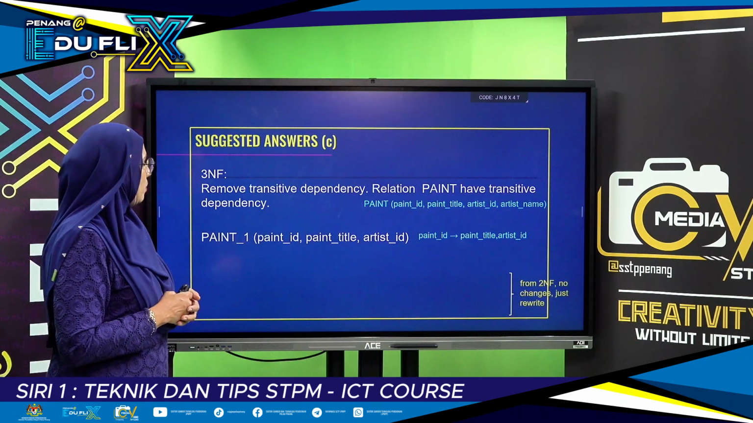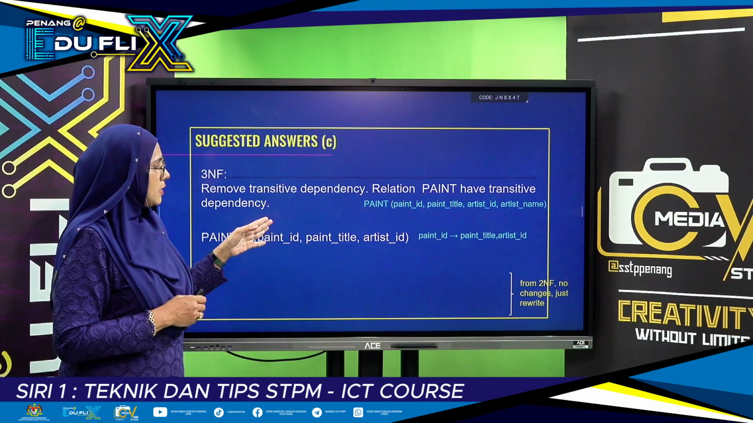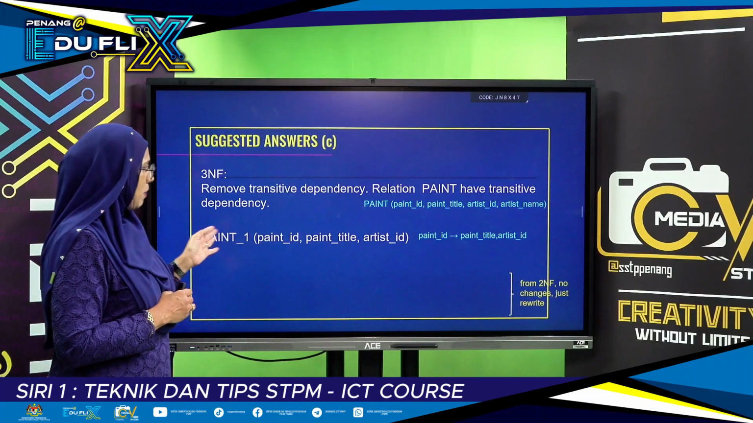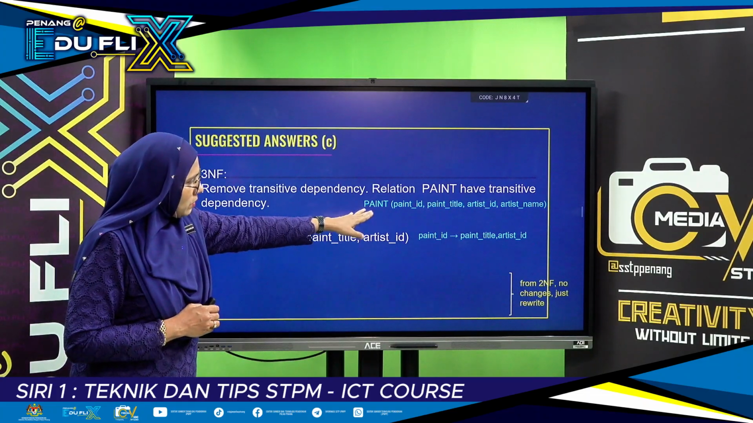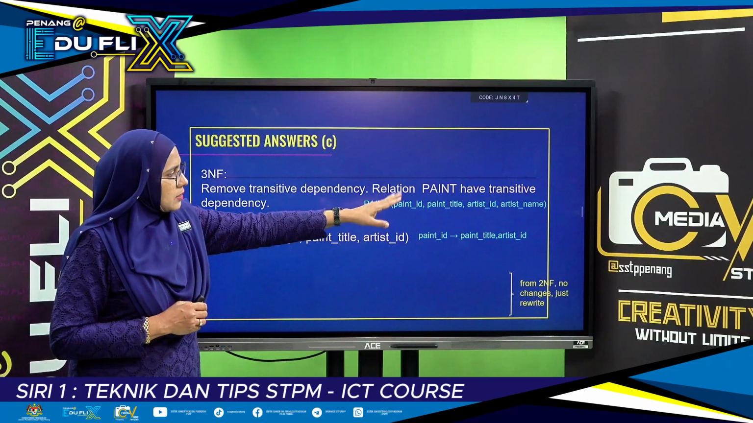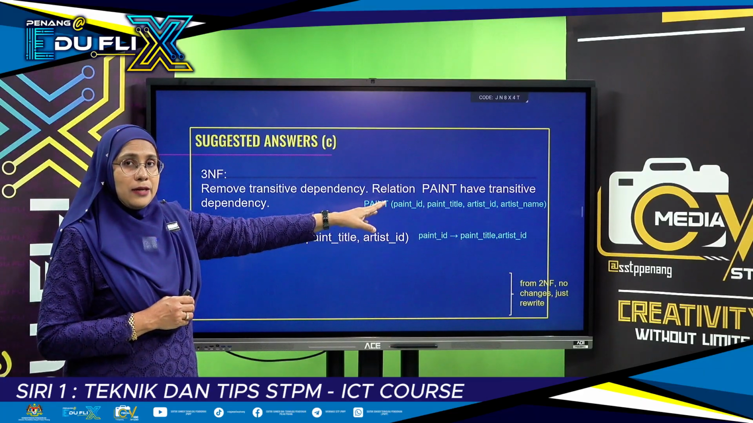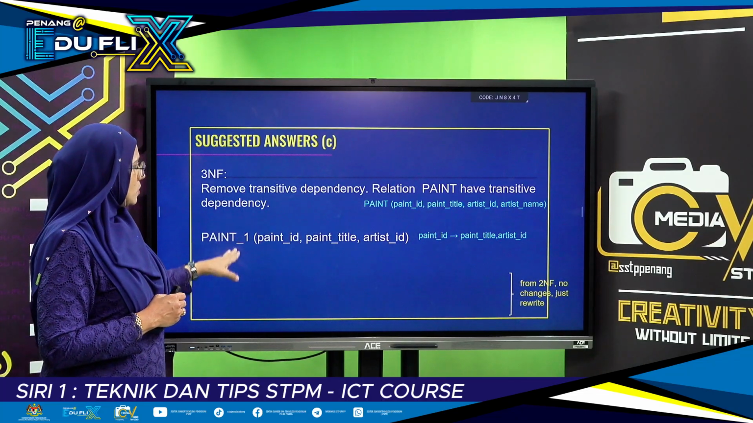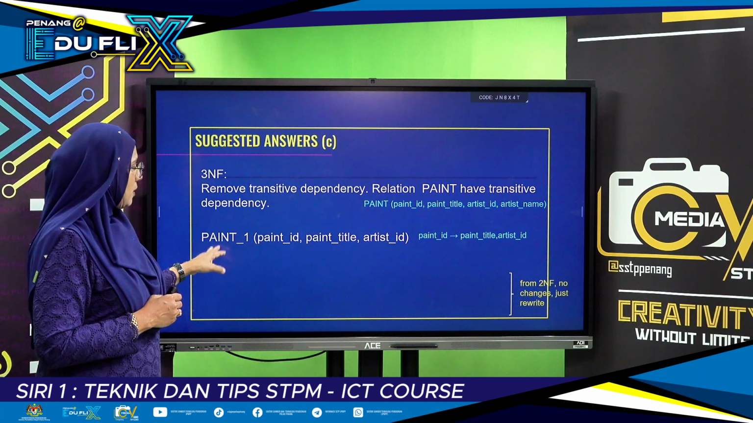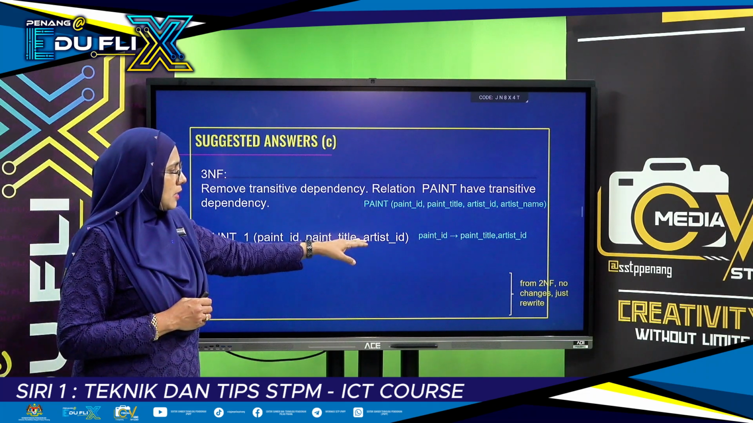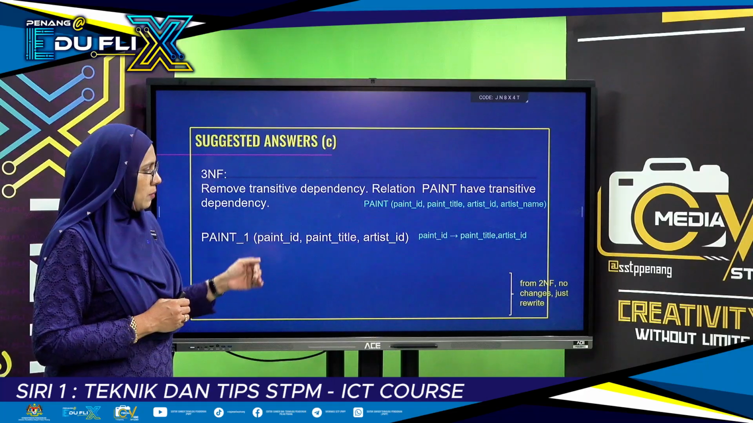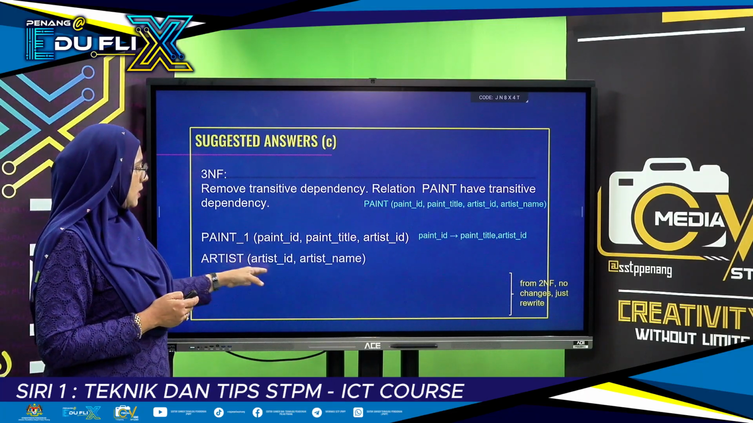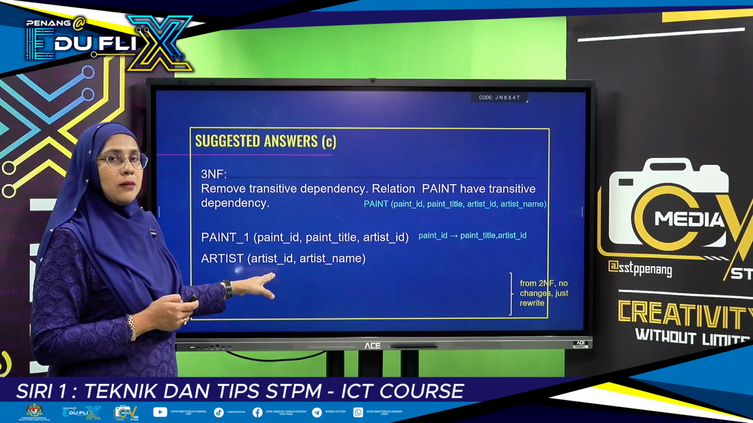So the third one will be you remove the transitive dependency. Just now we have transitive dependency, so you remove. Relation paint has transitive dependency, where artist name depends on artist ID. So you have to remove that. After you remove, it becomes like this. You cannot use the same name. Paint becomes paint 1: paint ID, paint title, artist ID. Artist name is removed, so it becomes a new schema. It will be separate. Artist: artist ID, artist name, where artist ID becomes the primary key.